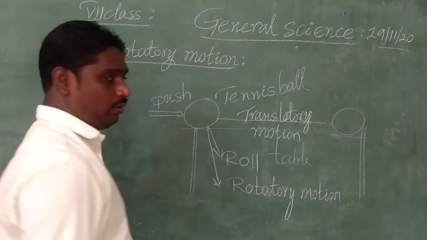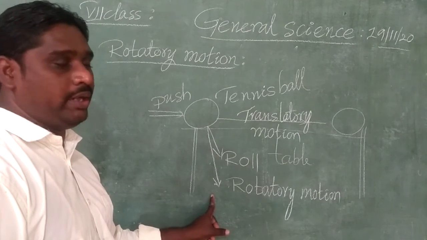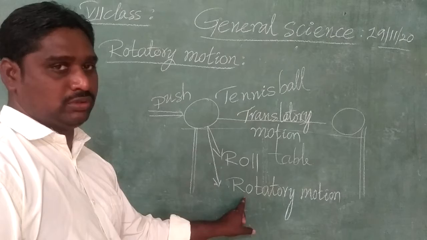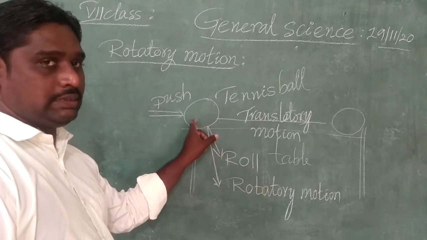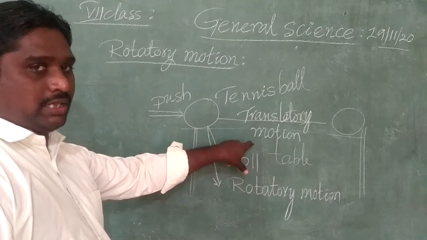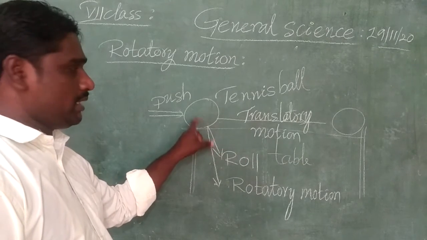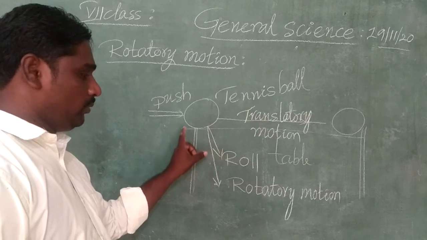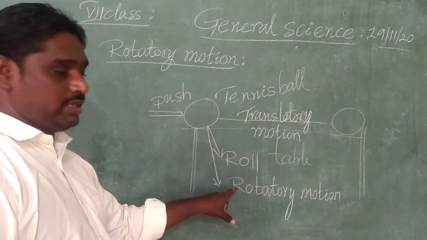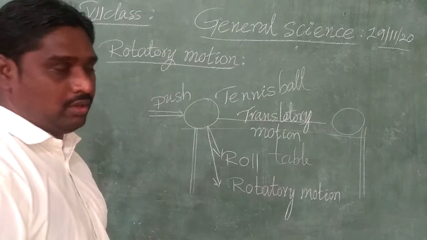Rotatory motion means all body particles move in a circular path about a fixed point. Here, this tennis ball is rolled on the surface of the table. We observe that each particle on the tennis ball moves in a circular path about a fixed point, which is said to be rotatory motion.